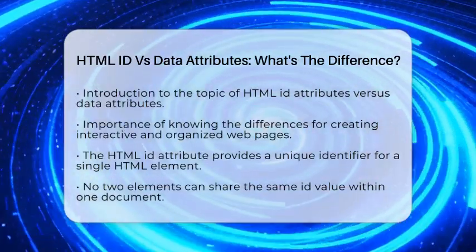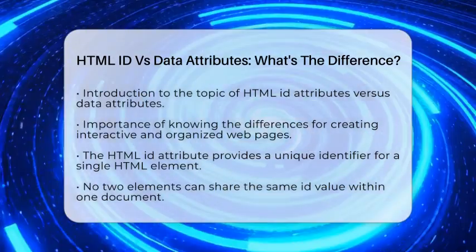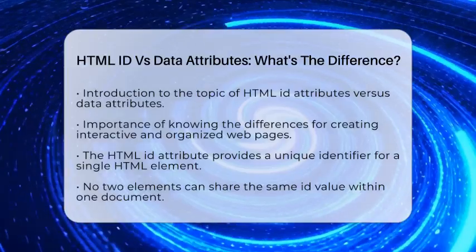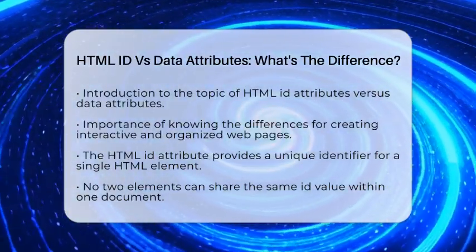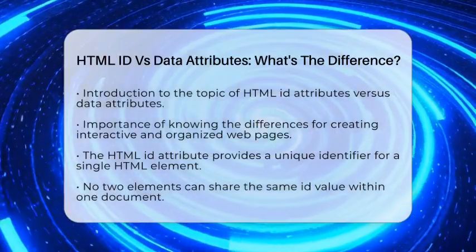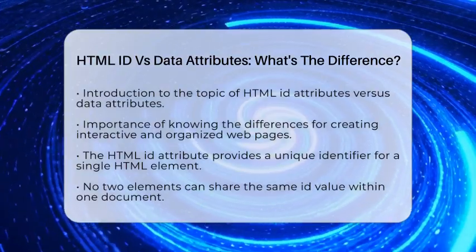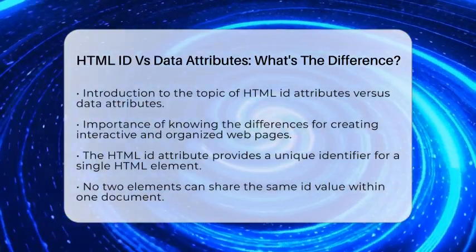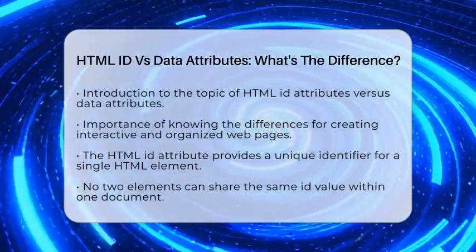The HTML id attribute is used to give a unique identifier to a single HTML element on a web page. This means that no two elements can have the same id value in one document. The main purpose of an id is to allow you to target that specific element for styling with cascading style sheets or manipulating it with JavaScript. For example, if you want to change the color of a header, you can use CSS rules that apply only to the element with that specific ID.